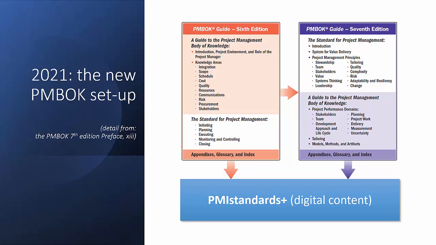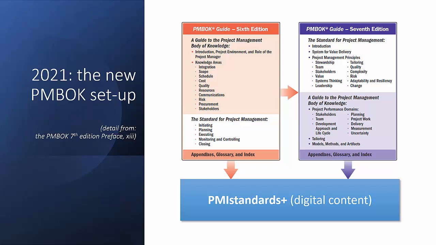So the whole predictive approach summarized in the PMBOK 6, for example, is included in here as one of the possible methods that you're going to be using. But agility and other approaches can also be considered in this context.